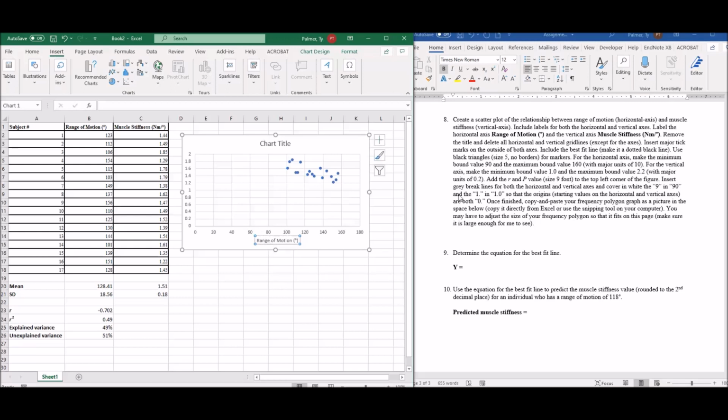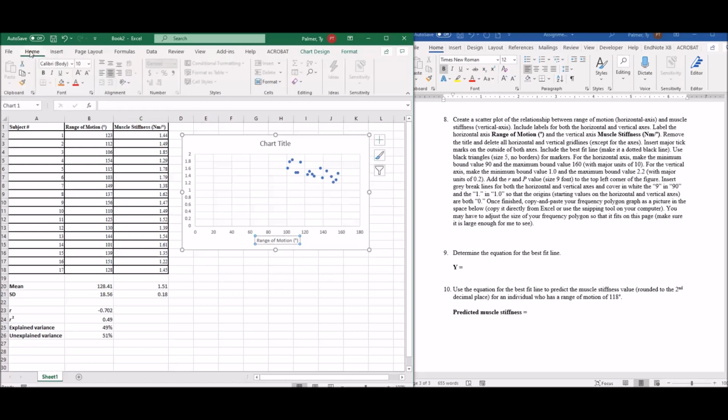Let's go ahead, just like it shows here in the instructions, let's go ahead and bold it. We can also make sure that it's in black font. Black, bold. All right, make it very visible, very easy to see.